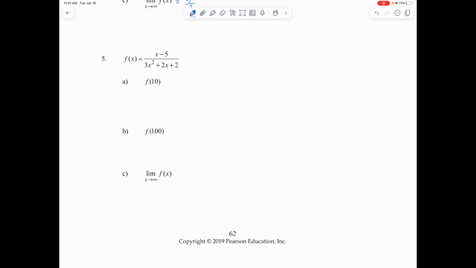x minus 5 over 3x squared plus 2x plus 2. So first we'll plug in 10. 10 minus 5, 3 times 10 squared plus 2 times 10 plus 2, which will give us 5 over 322. That's approximately 0.0155.